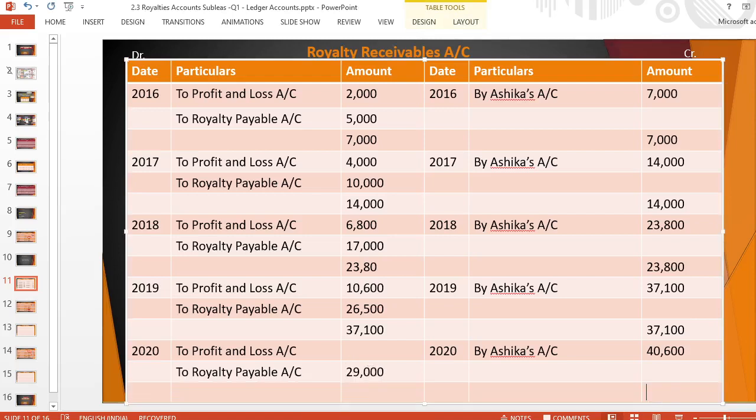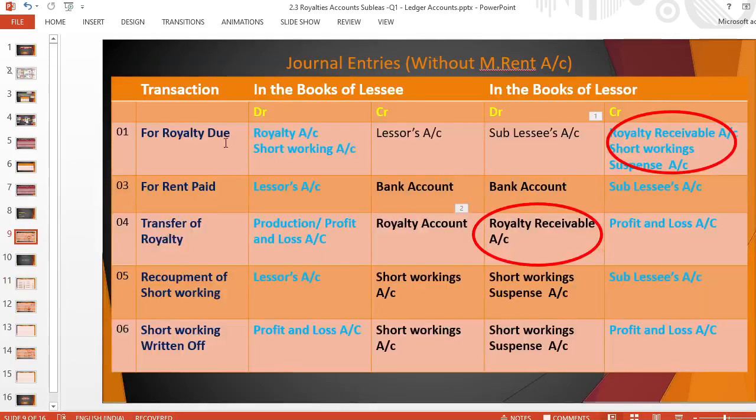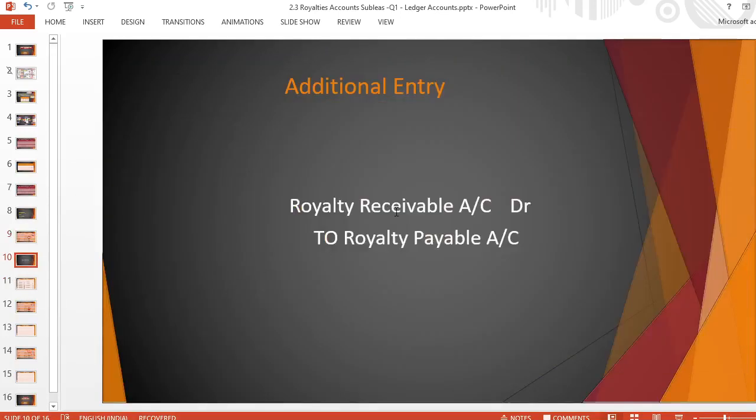So the total on the credit side is 40,600, and here 40,600 minus 29,000. So the remaining balance 11,600 represents profit. So hope you understood the preparation of the royalty receivable account. You should remember the three transactions: royalty due, royalty transfer, and the adjusting entry. So let us move on to the next one.